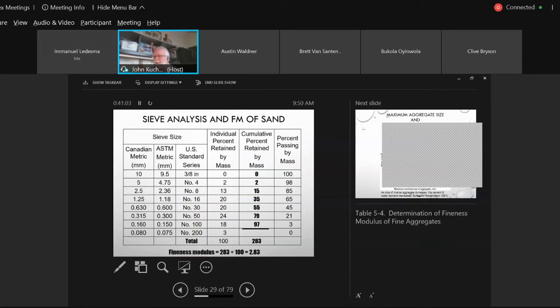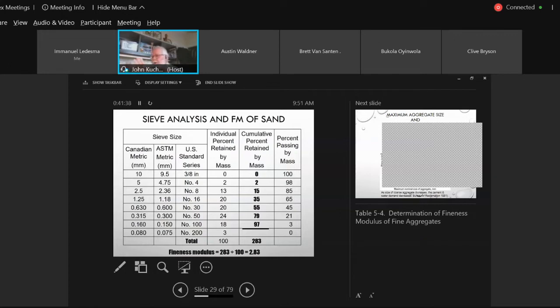And for concrete sand, the FM is a summation of the cumulative percent retained. So 0 plus 2 plus 15 plus 35 plus 55 plus 79 plus 97, but does not include the 0.080 or the number 200. Does not include that. So typically you add these up, you get 283, divide by 100, you got an FM of 2.83. Okay, it's an indication. And remember, the higher the number, the coarser the material.